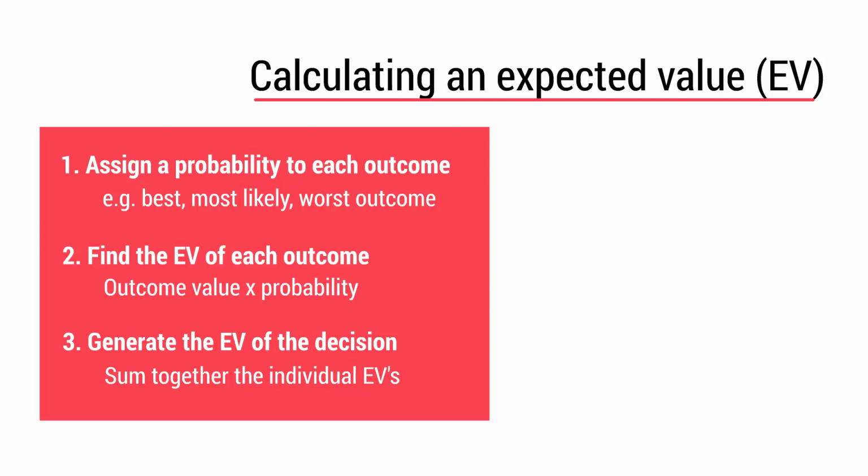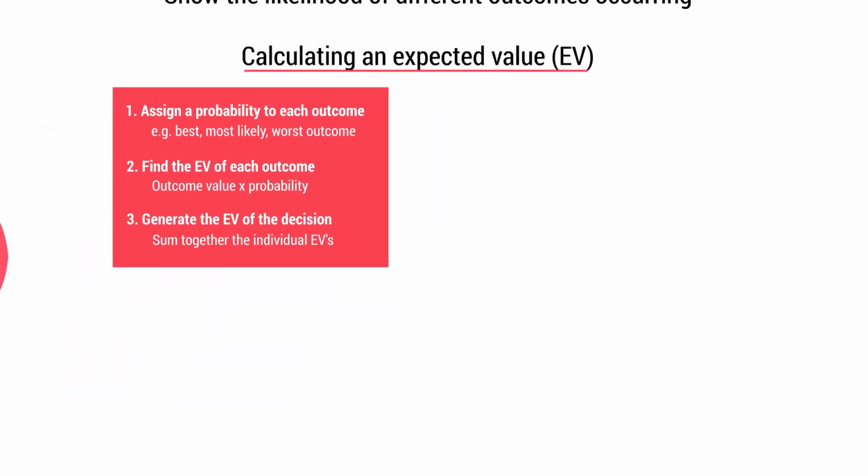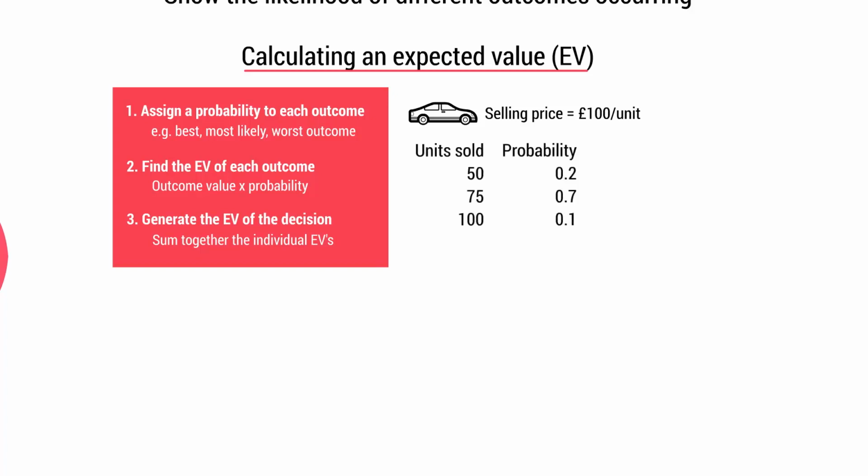So let's look at an example of how this works. I want you to imagine that we're working for a company that is producing toys, and we're considering launching a new range of toy cars that have a selling price of £100 per unit. And we have calculated our probabilities of our best, most likely, and worst outcome. So the worst possible outcome is we'll only sell 50 units. The most likely is that we'll sell 75 units, and the best possible outcome is to sell 100 units. And we've got the probabilities here.